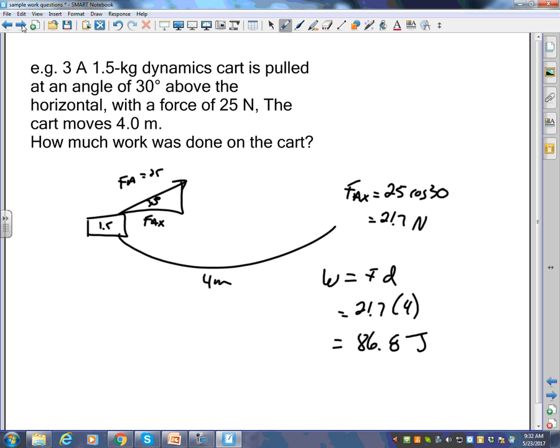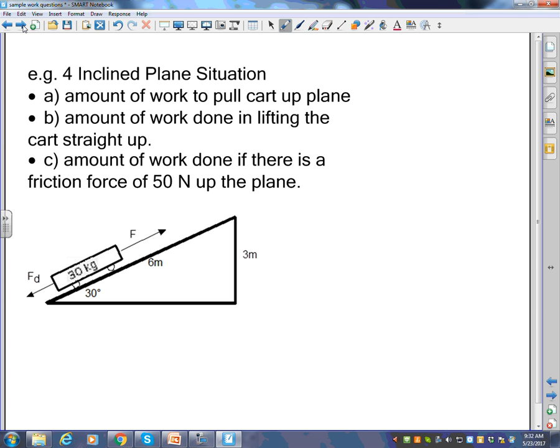Is there one more? Oh yes, inclined plane situation. So we got to go back to, here's a great review of unit number 2. How much work is done to pull the cart up the plane? How much work is done in lifting the cart straight up? And how much work is done if there is a friction force of 15 newtons up the plane? So this is sort of the hardest one here.